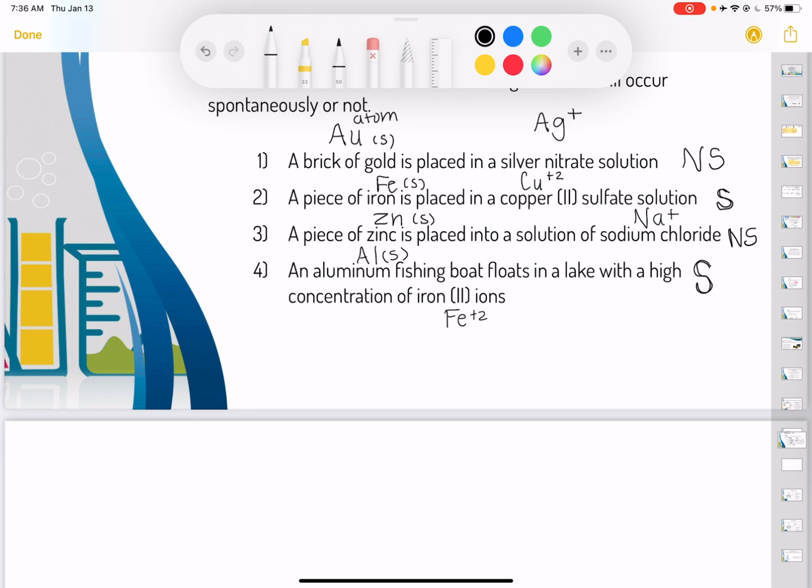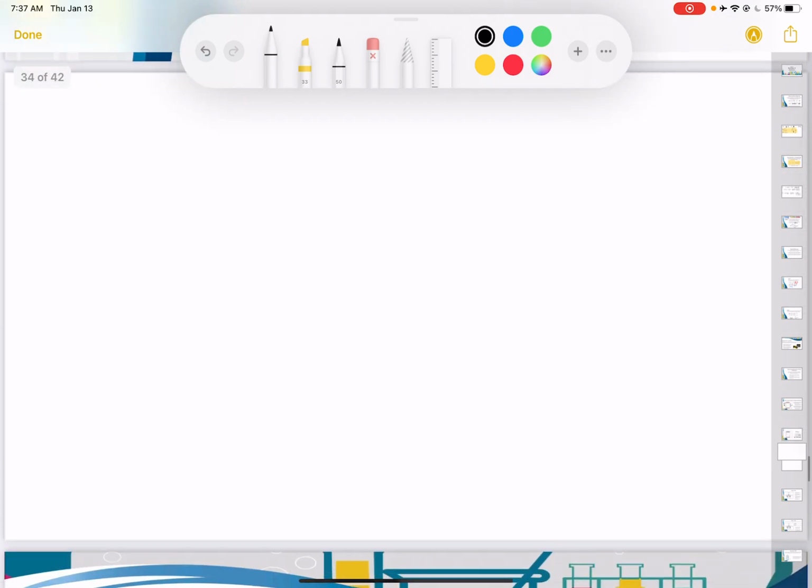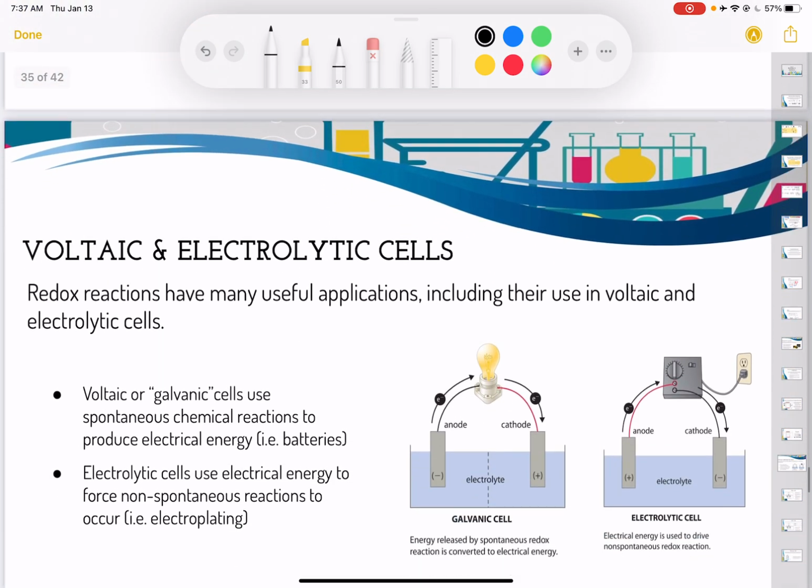So this would not be good for something like having a boat. If we have iron ions in the water, then there would be a reaction between the boat and the water, and that could corrode the boat. So not an ideal boat to use in that type of water. People that are making boats and things like that can use this information to figure out what type of metal they need to use for specific jobs. Okay, I guess I left some space to do that.